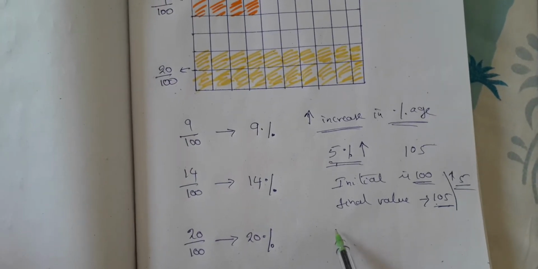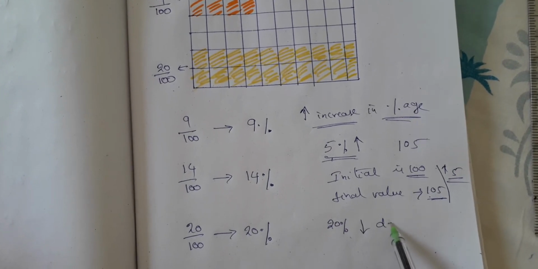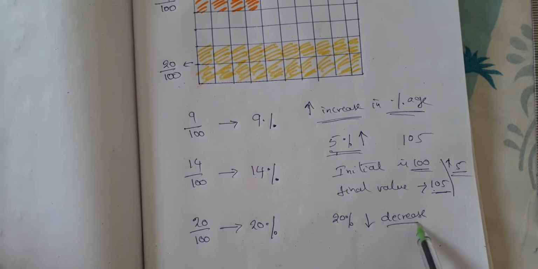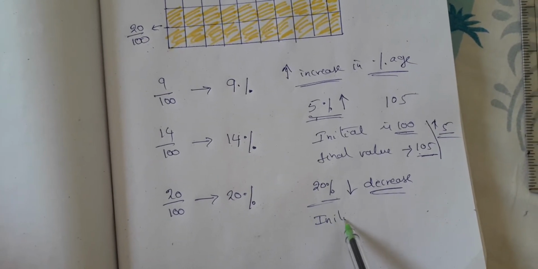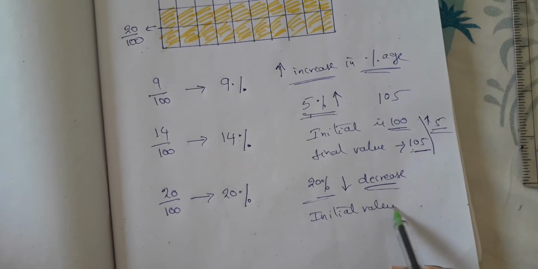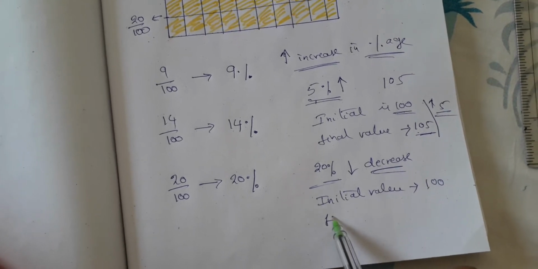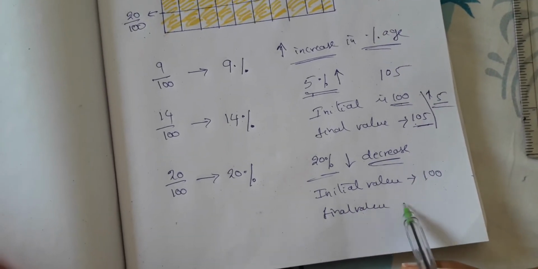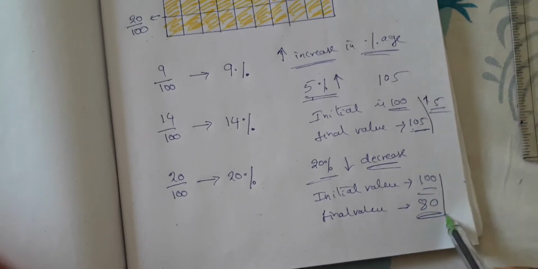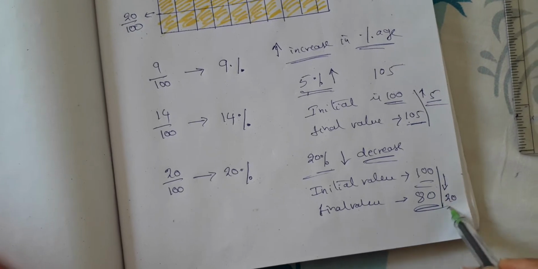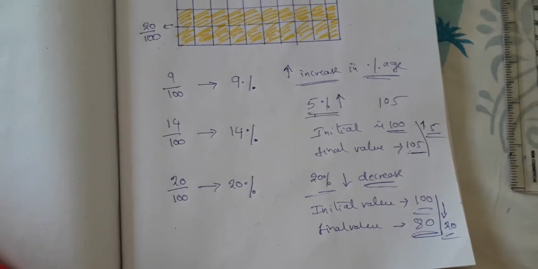Now suppose I say 20% decrease. When I say 20% decrease, suppose you take the initial value as 100. Now the final value will be how much? For every 100, 20 is reduced. So therefore the final value is going to be 80. The decrease is just 20. So this is how you have to understand the percentage concept.